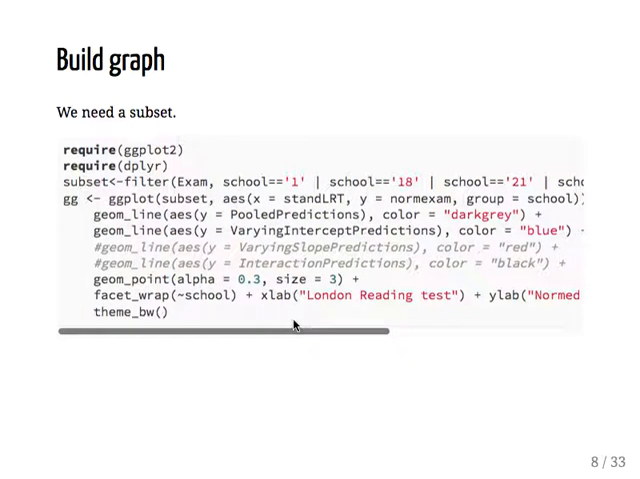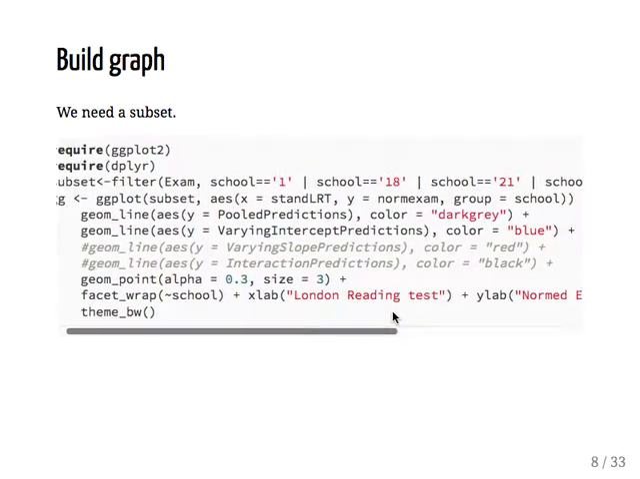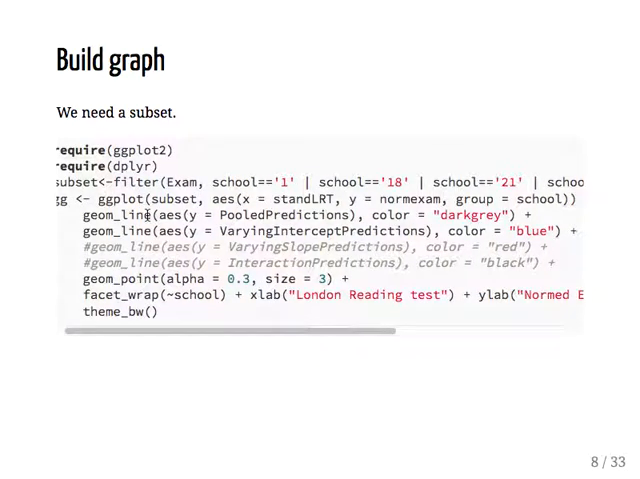Now, again, it's ggplot. The subset is the data set. These are the aesthetics. Before I didn't say x and y, but you can also explicitly label and say x is this, y is this, in case you forget. But normally, the first thing in order is the x. The other one is the y-axis. We want it to be grouped by school. In this case, and then we add a line for the pooled predictions.